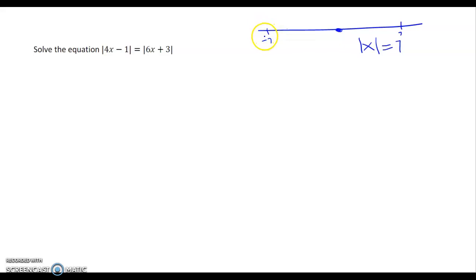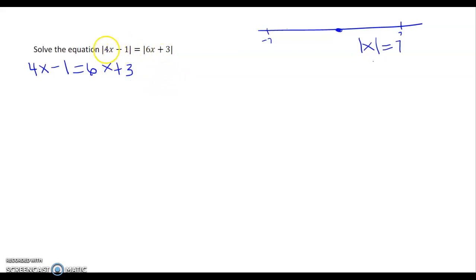Those are a distance of 7 from 0, because distance is always positive. Think about if you say to the store, whether it's south or north or east or west, you're not going to say, oh, it's negative 7 miles away. It's always 7 miles away. Distance is always positive. And so for these ones, we need to keep in mind both the positive and the negative answers. So first we'll have one just solved, 4x minus 1 equals 6x plus 3.